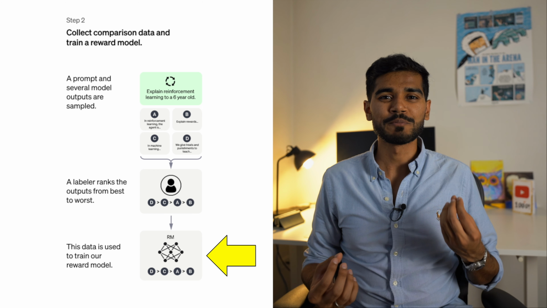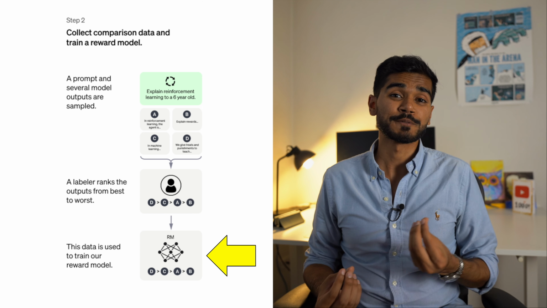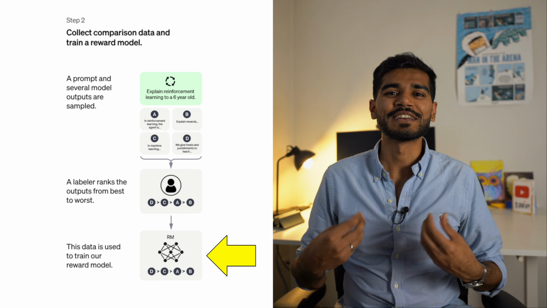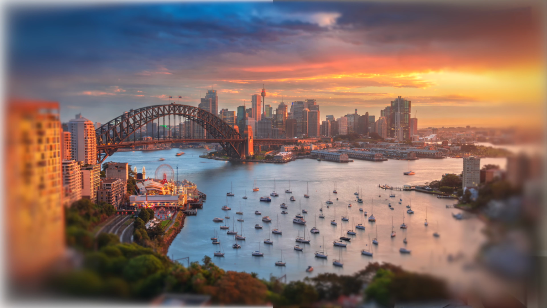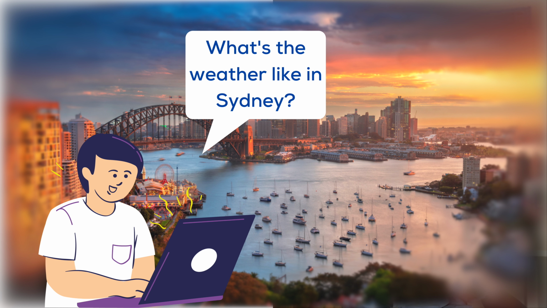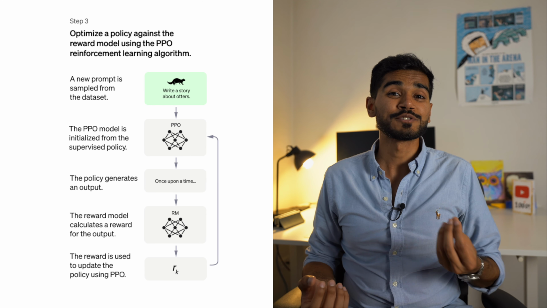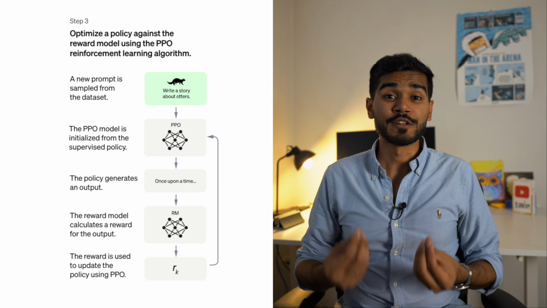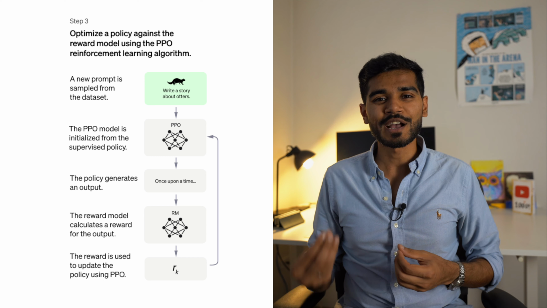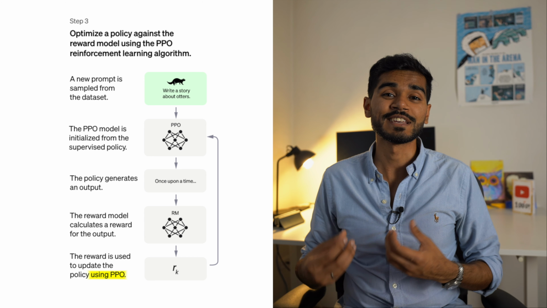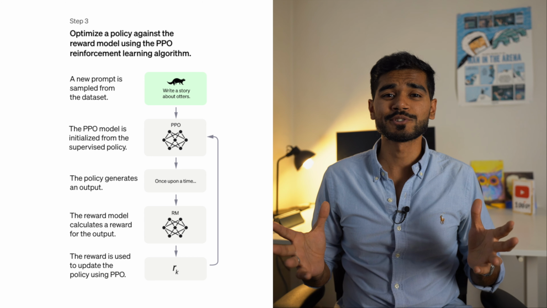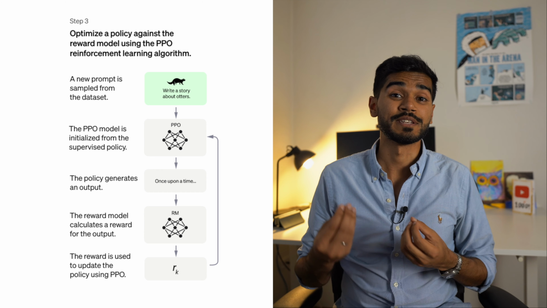This reward model will basically rank the different responses of ChatGPT and give it a score. So if ChatGPT is asked, what's the weather like in Sydney? The reward model will know that the more accurate answer to this is it's 23 degrees in Sydney rather than I ate pancakes for breakfast. Step three is where the language model is improved using reinforcement learning, which is using a model called proximal policy optimization. So that in simple terms is how ChatGPT works.